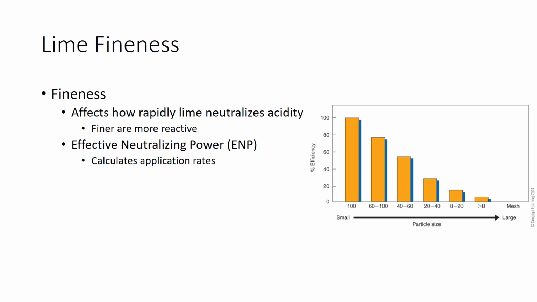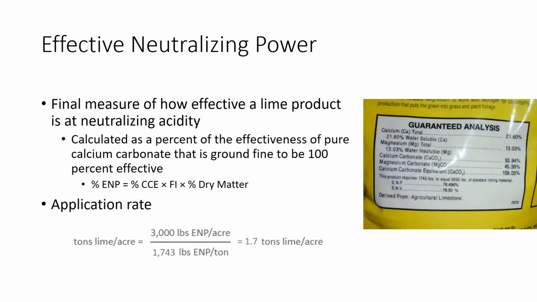The figure shows the efficiency of each particle size range. The effective neutralizing power is the final measure of how effective a lime product is at neutralizing acidity. EMP can be calculated as a percent of the effectiveness of pure calcium carbonate that is ground fine to be 100% effective. We calculate percent EMP for a particular lime product with the formula: percent effective neutralizing power equals the percent calcium carbonate equivalent times the fineness index times the percent of dry matter.